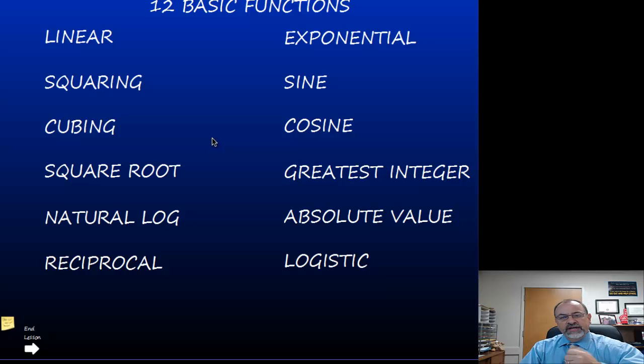So that's it for lesson 1, or lesson 3, excuse me. In the next lesson, we'll look at how we can combine these functions to help us fit data.